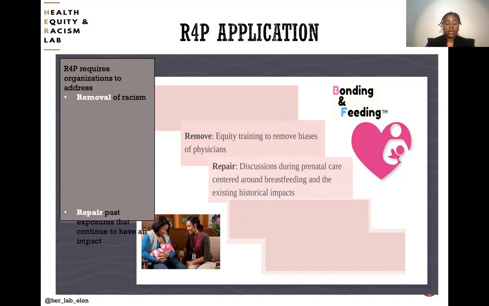Next, you have repair, which focuses on that historical look. So looking back in history. These students decided to incorporate discussions during prenatal care centered around breastfeeding and the existing historical impacts from that. In the class, we often talked about the historical trend of breastfeeding, when different populations breastfed. And so these students decided to incorporate a historical analysis of breastfeeding during prenatal care.